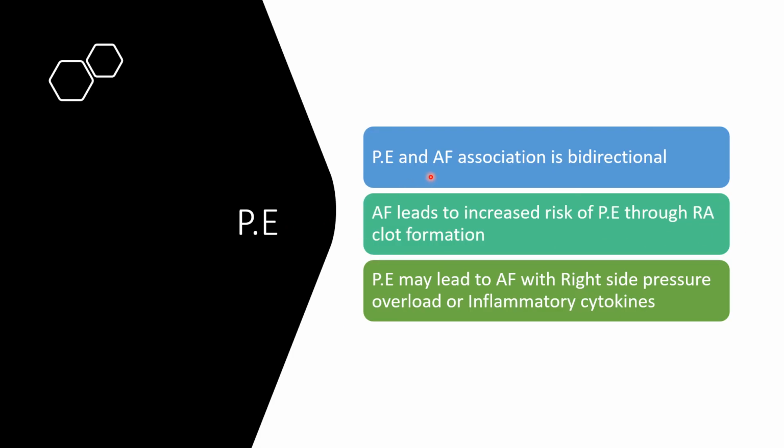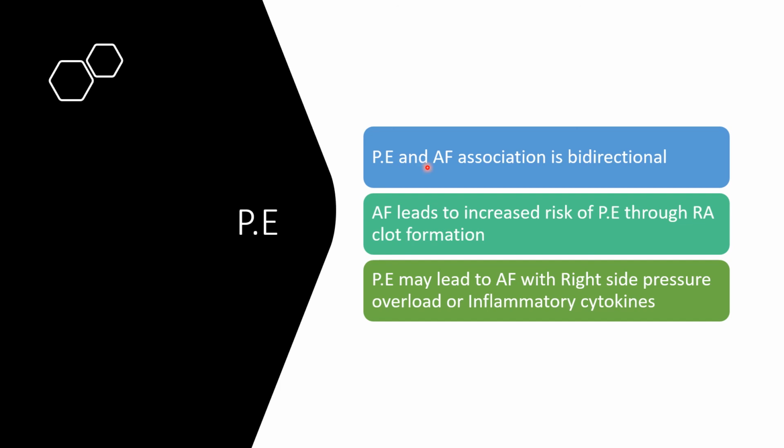Pulmonary embolism and atrial fibrillation will have what is known as bidirectional association. Atrial fibrillation can lead to increased risk of pulmonary embolism through right atrium clot formation. Pulmonary embolism may lead to atrial fibrillation with right-sided pressure or inflammatory cytokines. Let me go through this again. When we say bidirectional, meaning both ways, no? Two sides of a coin, okay?